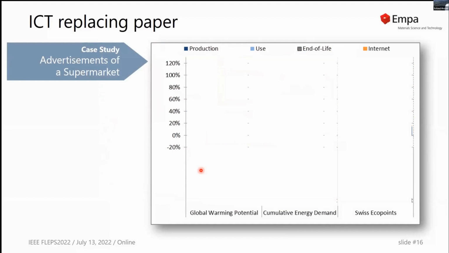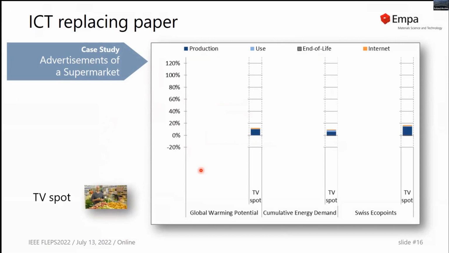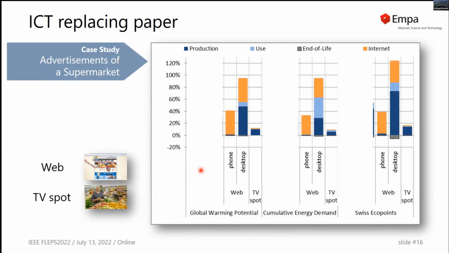ICT replacing paper. If we look at how a supermarket can make its advertisement, it can make it with television spots, with the environmental impacts of a television spot. Here again, the global warming, the grey energy, so the cumulative energy demand, and the Swiss eco points, a third method that allows an overall environmental impact assessment. You see here the impacts from the television spot. The supermarkets nowadays have a website. I can go with different means on such a website, and depending on whether I'm using a desktop or a mobile phone, obviously the impacts for the internet access are the same. That's the orange part, but the impacts from the device are very different, because a smartphone is less than 200 grams of materials, and the desktop computer still is several kilograms of materials.